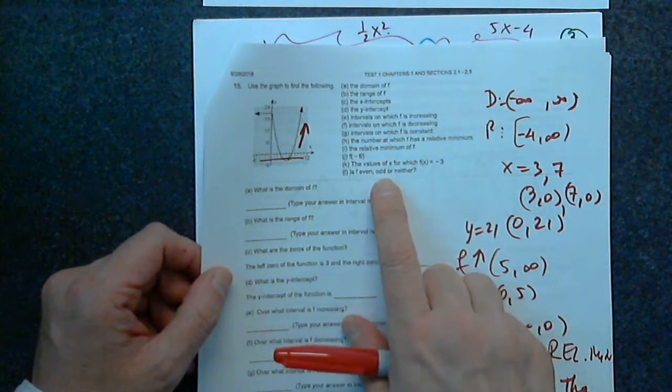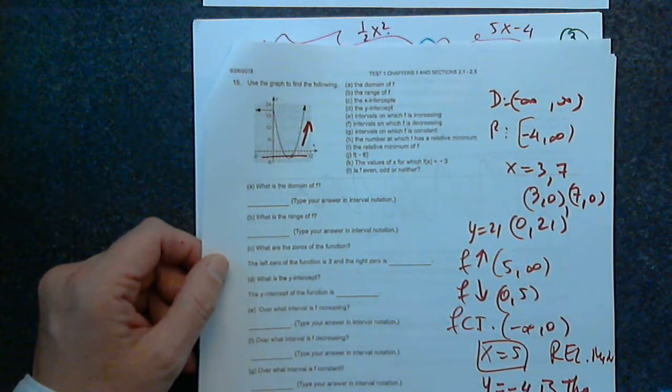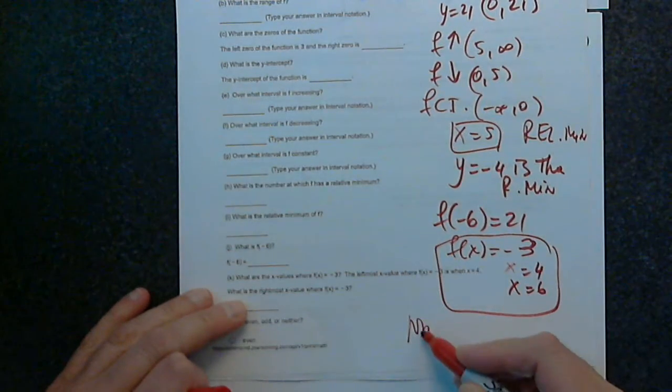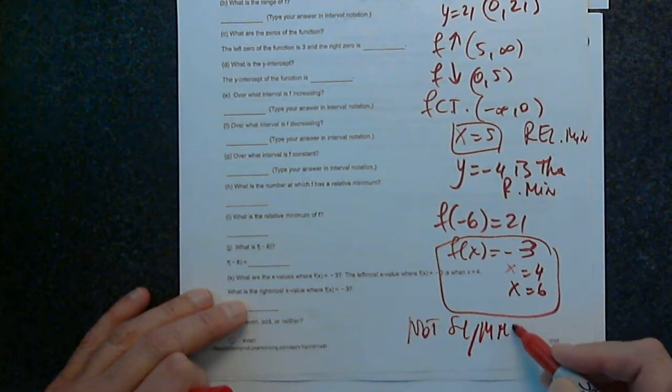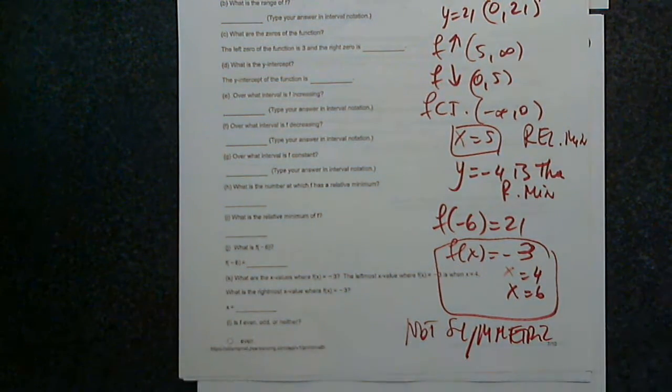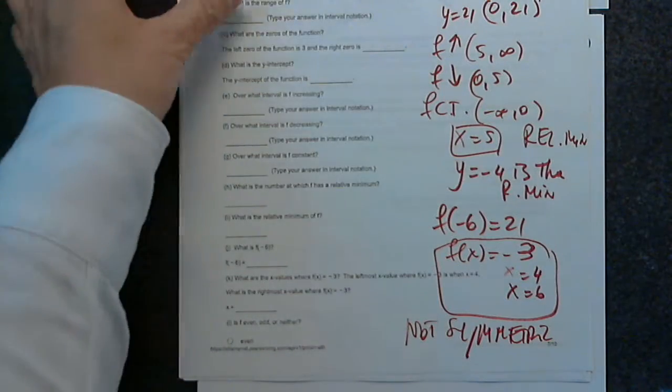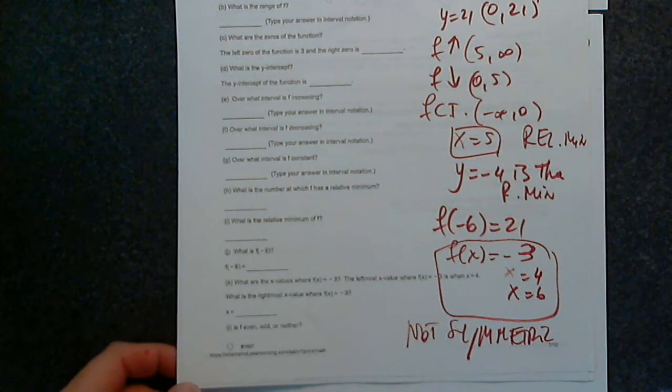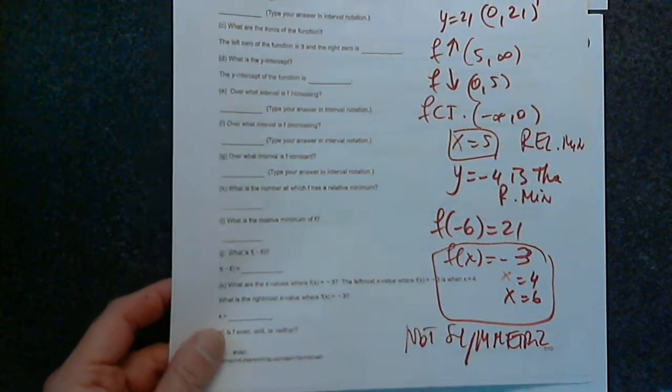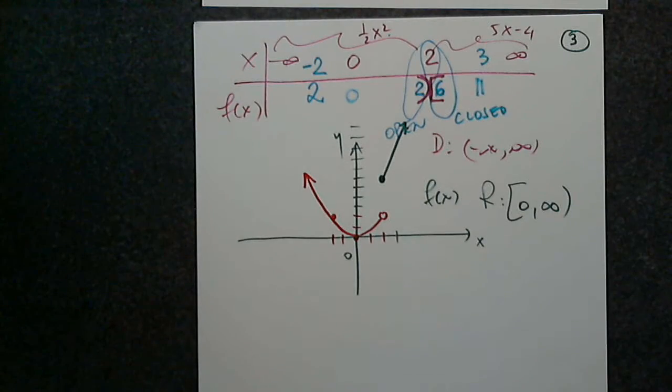Is this function even, odd, or none of the above? None, of course. It's not symmetric. Good. Anything else? Yes. How do you know if it's symmetric or not symmetric? So this one is not symmetric because the graph is not symmetric with respect to the y-axis, and it's not symmetric with respect to the origin either.